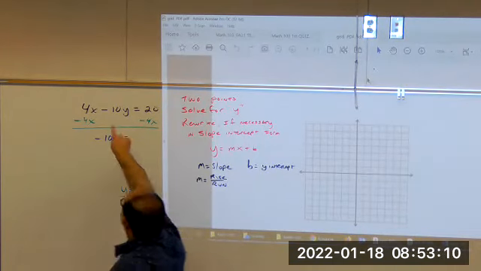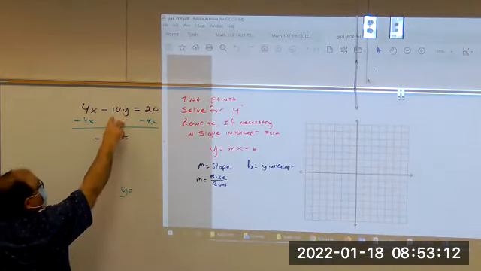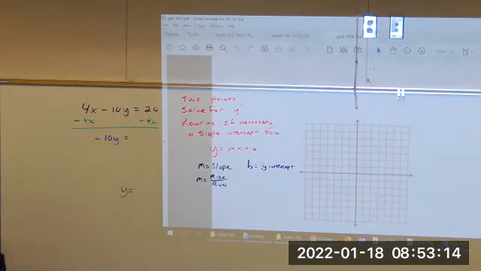They forget to bring the negative with the 10y. So you make sure you keep track of your signs. Signs matter. Signs are the killer.